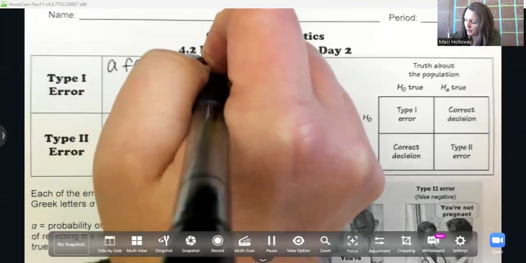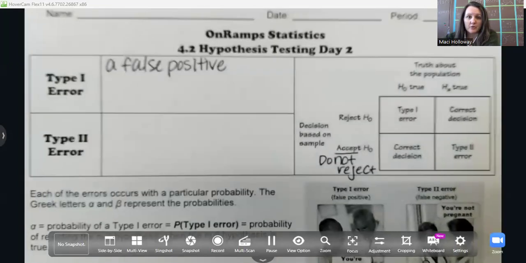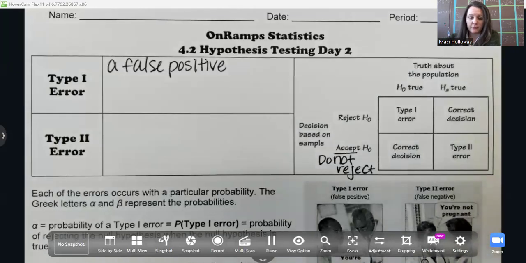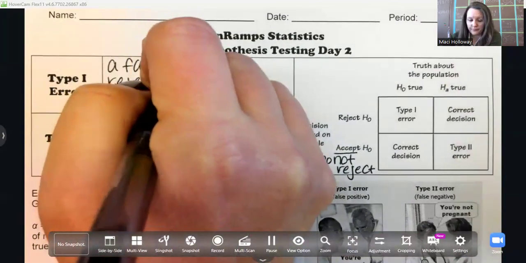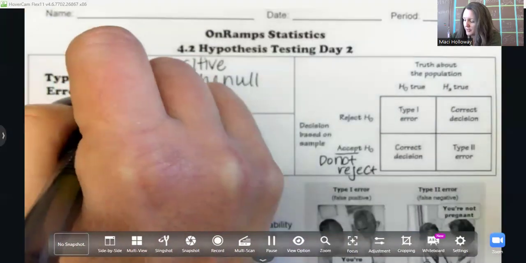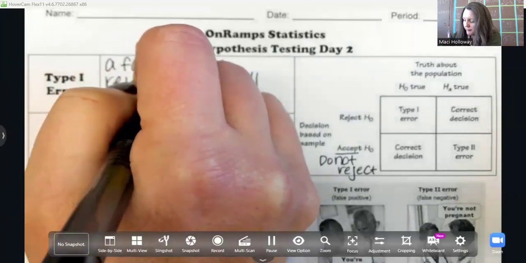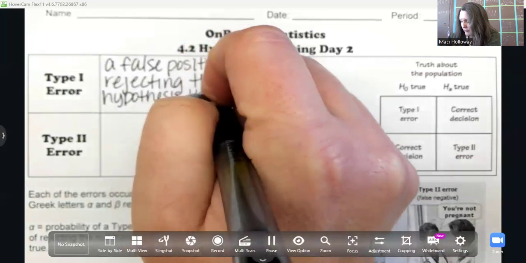You have probably heard of these in medical testing, right? If you get a medical test done and it's positive, but it's actually negative, that's called a false positive. So it's rejecting the null hypothesis that is actually true.